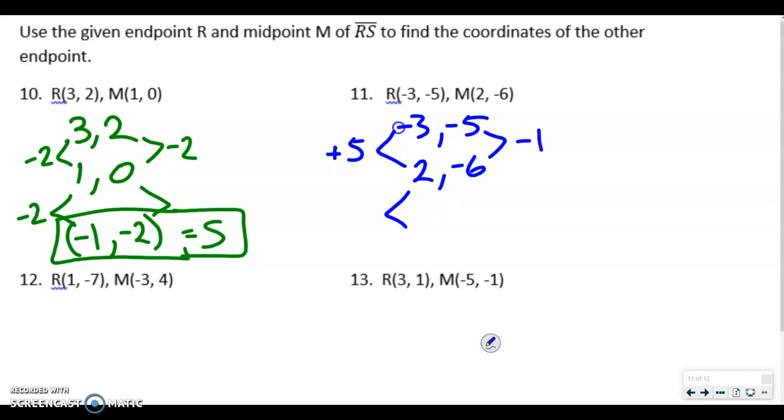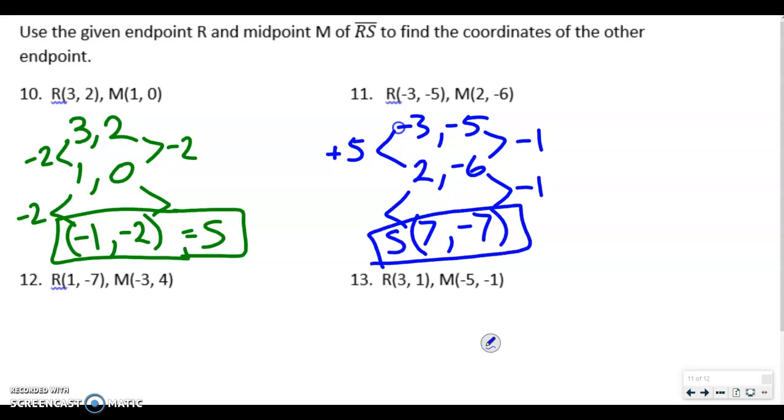So to find S, we need to add 5 to the x. We need to add 5 to our midpoint of 2, which will give us 7. And then we need to subtract 1 from -6. And that'll be -7. So that is point S. 7, -7. So go ahead and pause there, do 12 and 13, and then unpause for those answers.